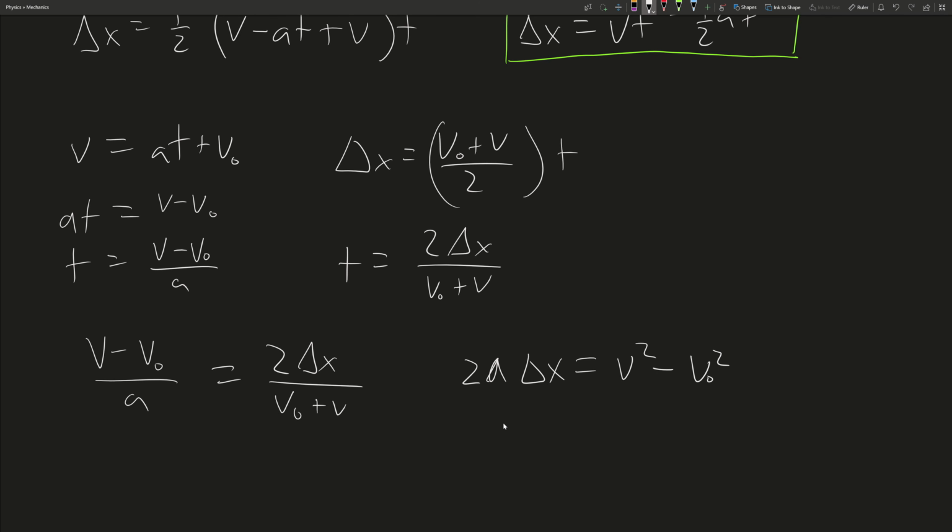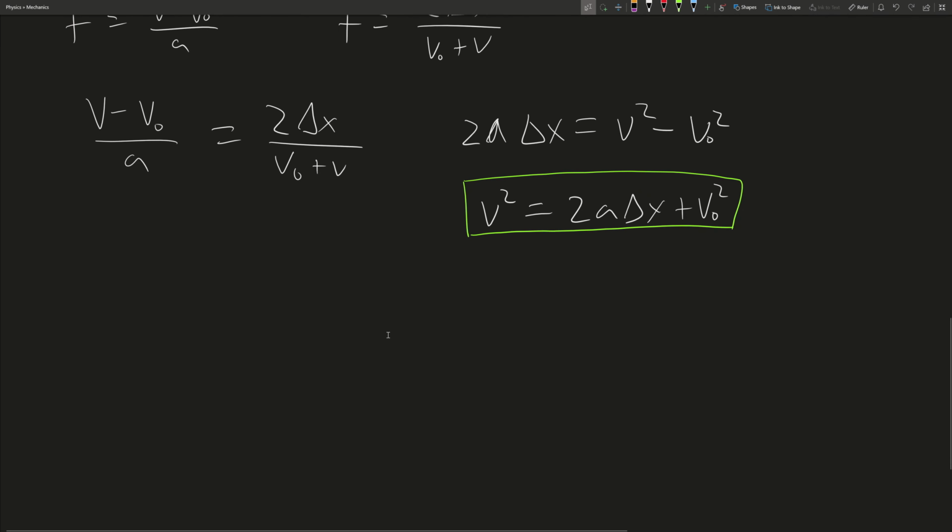Now, rearranging this, we find that final velocity squared is equal to 2 times acceleration times displacement plus initial velocity squared. And that will be our final kinematic equation. And so that is our fifth one.